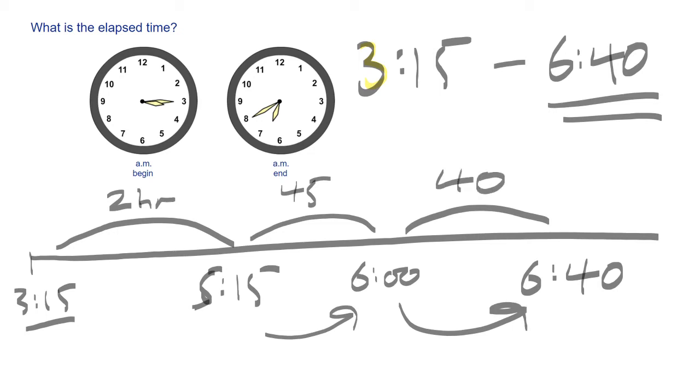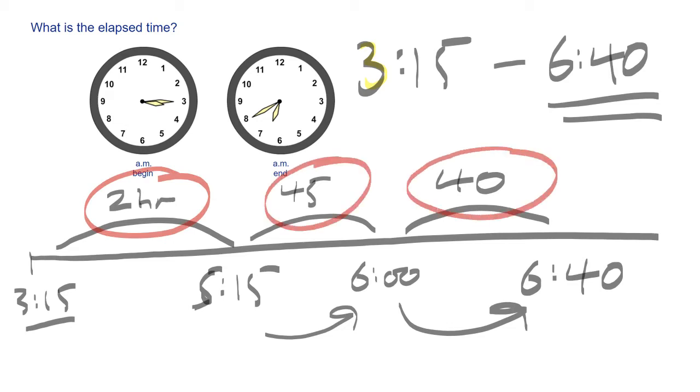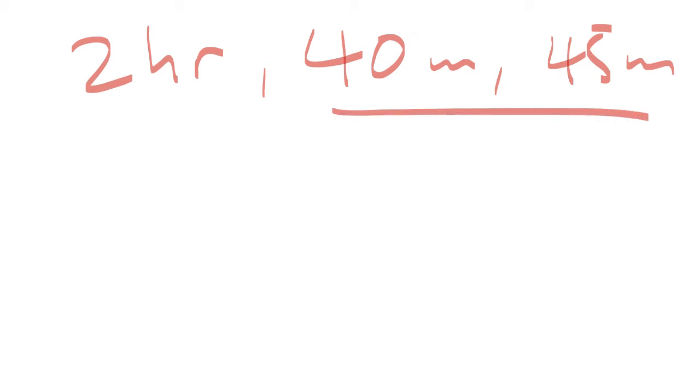Now I've just got to add up these times. I've got to add up 2 hours plus 45 minutes plus 40 minutes. So that's 2 hours, that's 40 minutes, and that's 45 minutes. And so that's going to be, well, let's do the minutes first. That's going to be 40 plus 45 minutes is 85 minutes, isn't it? Yep. So that's 2 hours and 85 minutes.